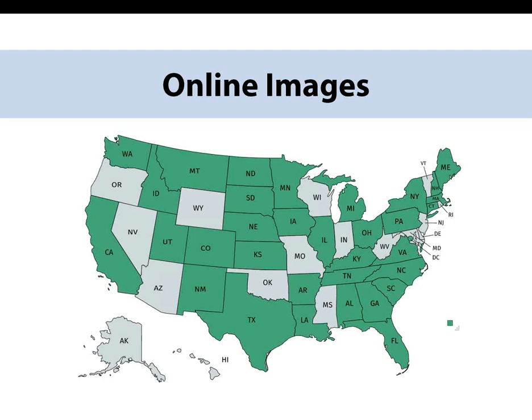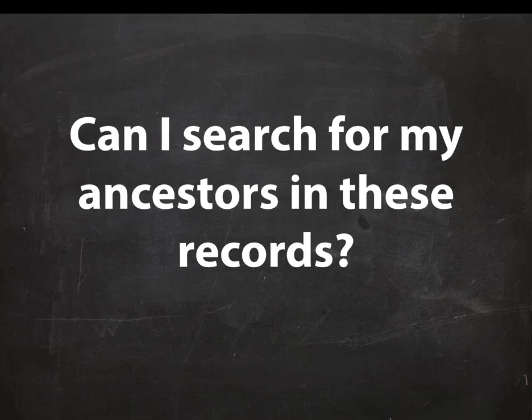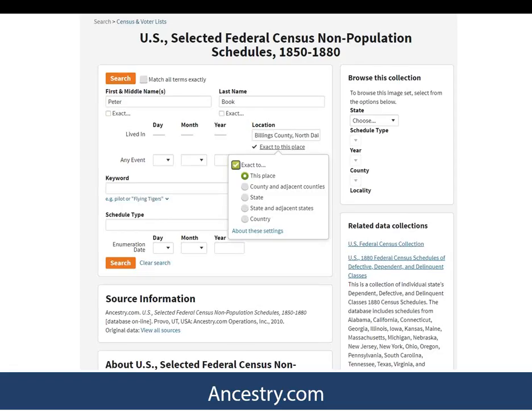The other thing that I want you to keep in mind as we're going through these six schedules is, is this searchable? So I just showed you all those green states that have digital images available. Well, are they searchable images? And that's a very key element to doing census research, especially non-population schedule census research.